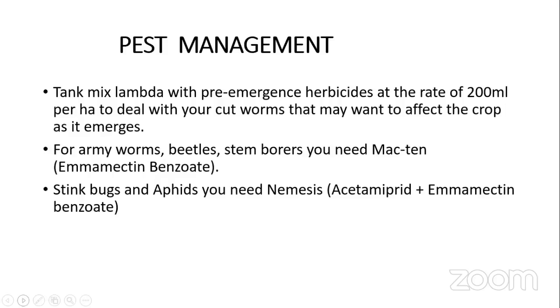So you are going to have a very good crop that emerges quite nicely, and it is not going to be affected by your cutworms. And also in terms of your armyworms, your beetles, your stem borer, you need Macten, which has got an active ingredient of emamectin benzoate. You also need 250 grams per 200 liters of water, or 250 grams per hectare.